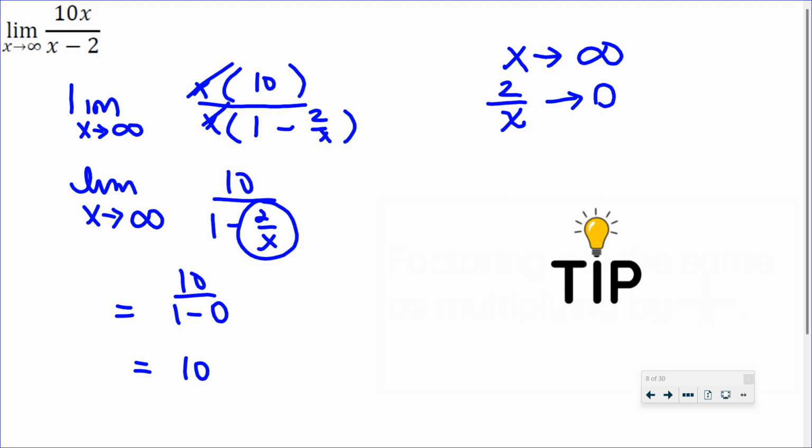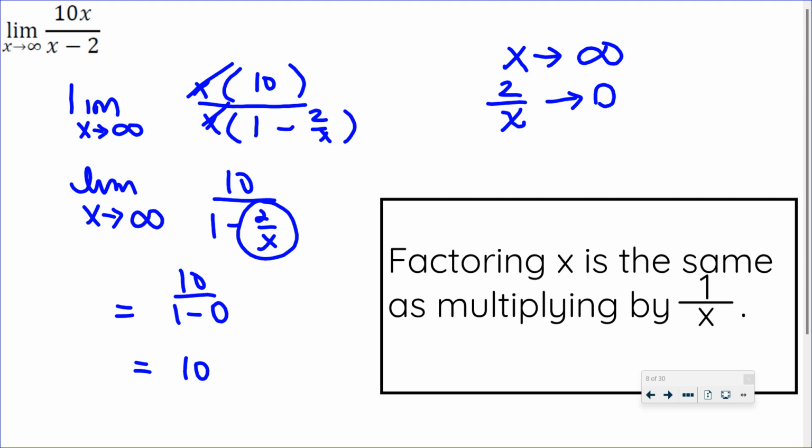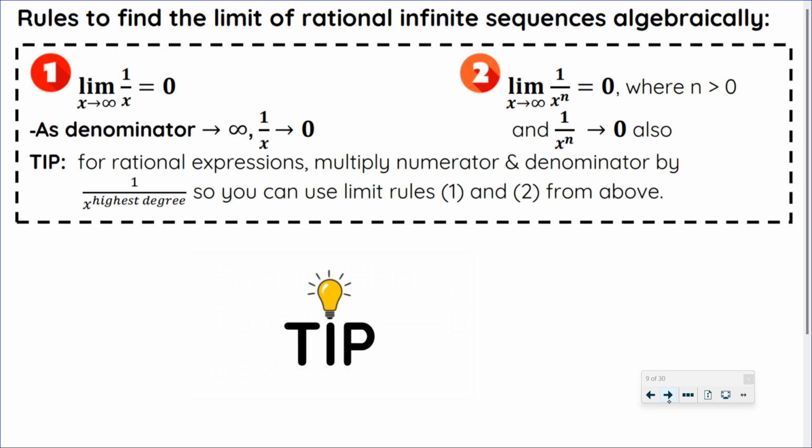So my tip here is that factoring out an x is really the same as multiplying by 1 over x. The reason I multiplied by 1 over x is because that was the highest degree of x. So here are my tips on how we're going to find these limits algebraically. We know if we have the limit as x approaches infinity of 1 over x, where x is the denominator, that is going to approach 0. So as the denominator gets bigger and bigger, the entire fraction, 1 over x, approaches 0.